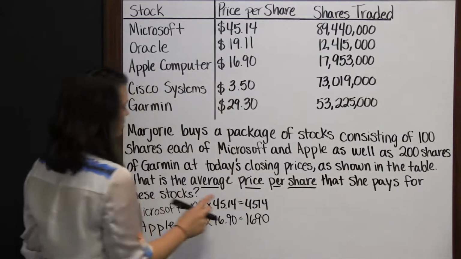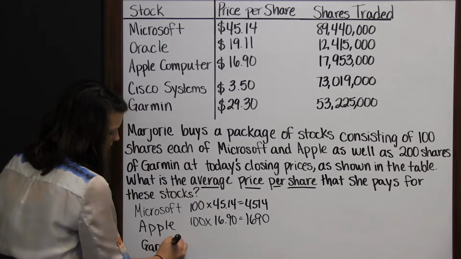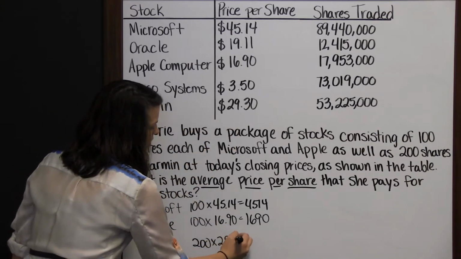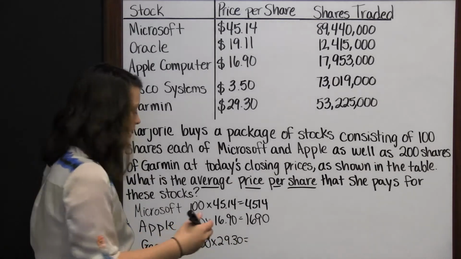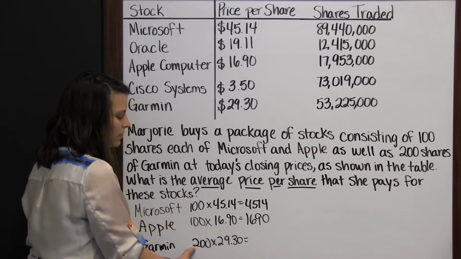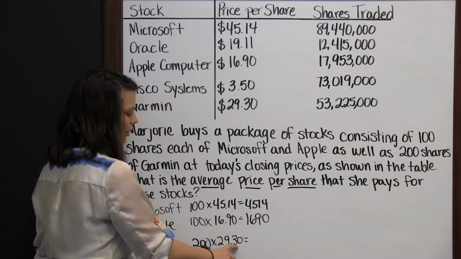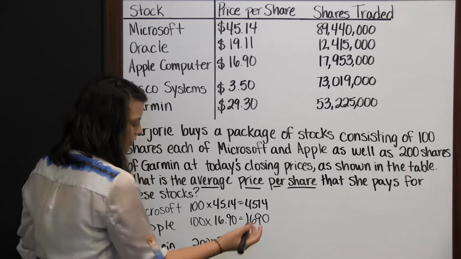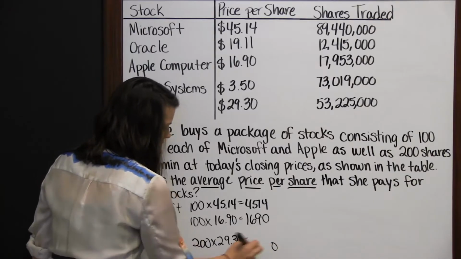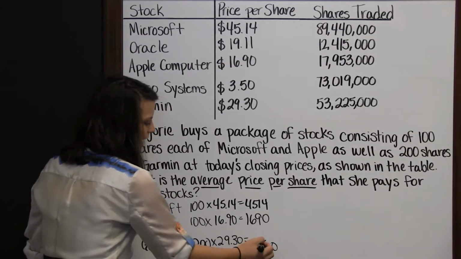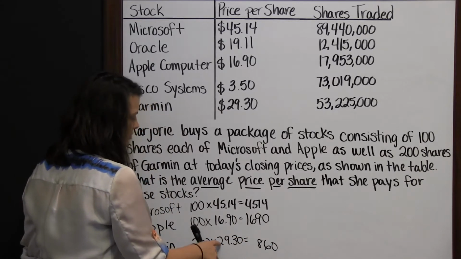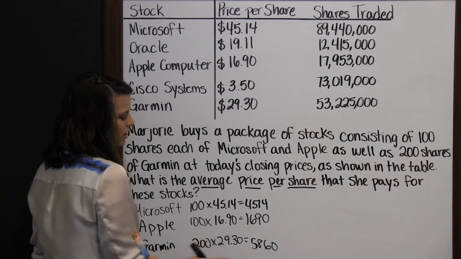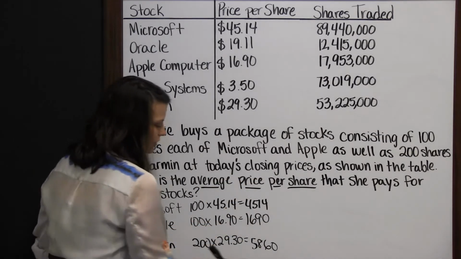Then she got 200 shares of Garmin. So Garmin, 200 times $29.30. Multiplying by 100 means we move it two places to the right, but multiplying by 200 means not only do we move our decimal two places to the right, but we're also going to double that number. So if you double zero, you get zero. If you double three, you get six. If you double nine, you get 18. And then we carry the one over here. Two times two is four, plus one is five. So all I did was multiply 200 times $29.30.